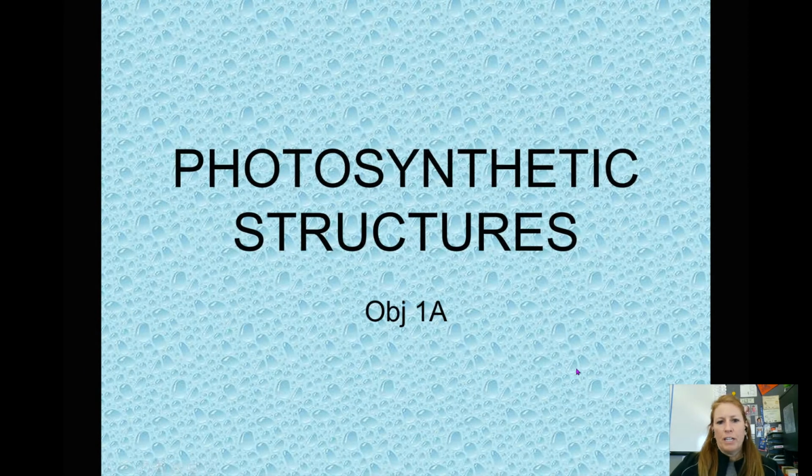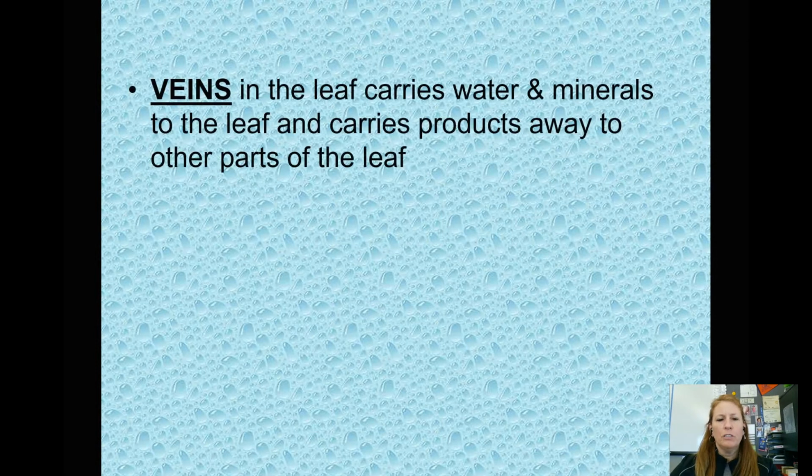So for this particular lecture, we're going to look at photosynthetic structures. So this is our first one for this unit. So we're just going to look at the parts of the leaf where photosynthesis takes place. So the first one is the veins.